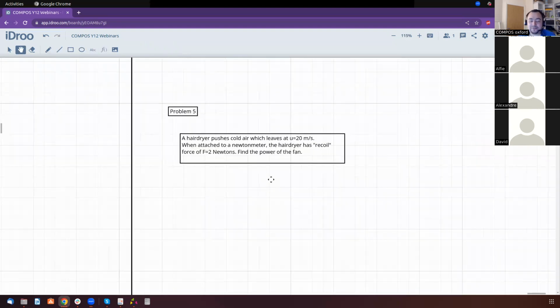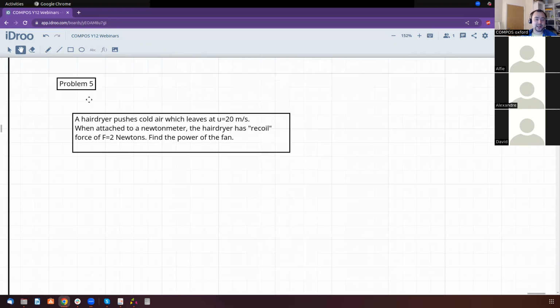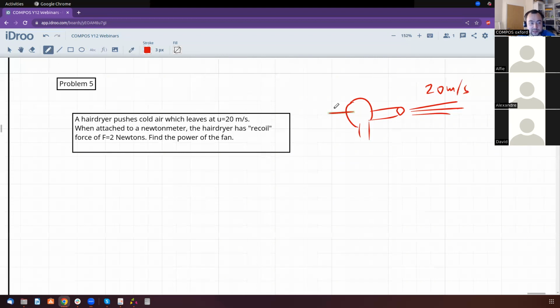Right, problem 5, a common mistake. A hairdryer pushes cold air which leaves at velocity 20 meters per second. And the recoil force that you feel is 2 newtons. So perhaps you can install a Newton meter and that will measure the force of the hairdryer.